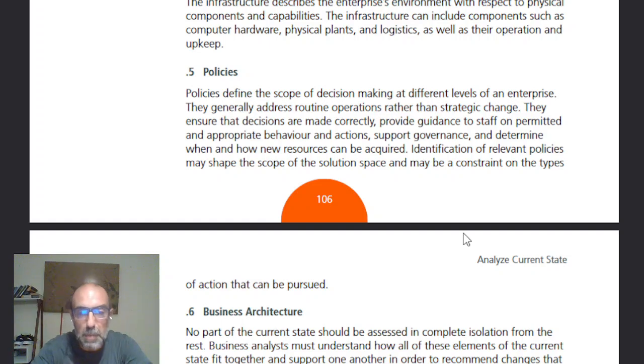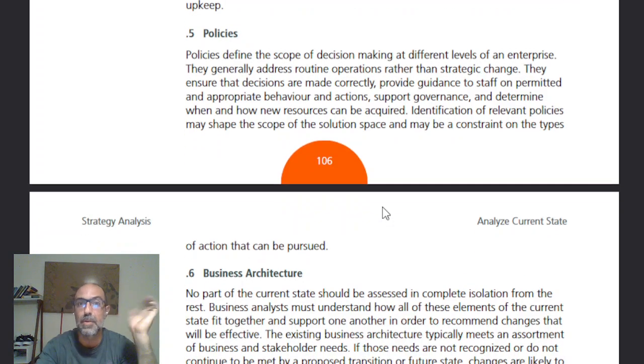Anyways, sometimes policies could be detrimental. Sometimes policies need to be considered, as in we can't do this because of the policies. And sometimes you have to go look and be like, what if we change the policies? Maybe that would actually allow us a better aspect of change.